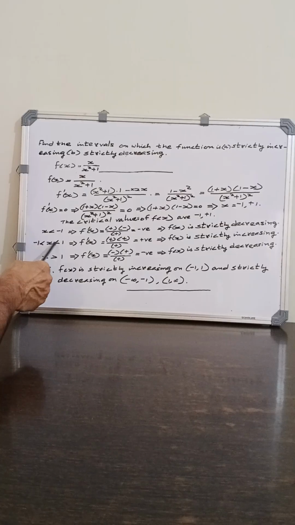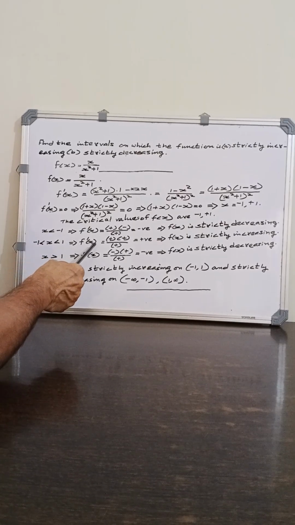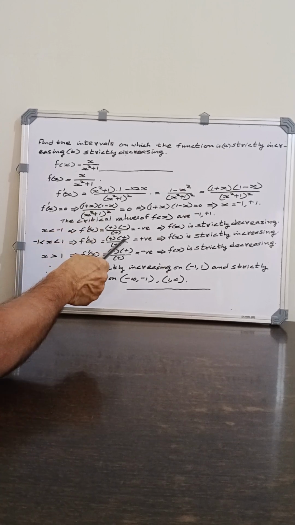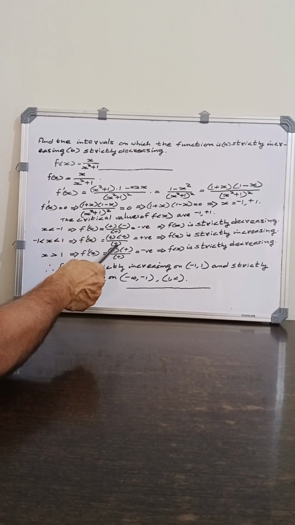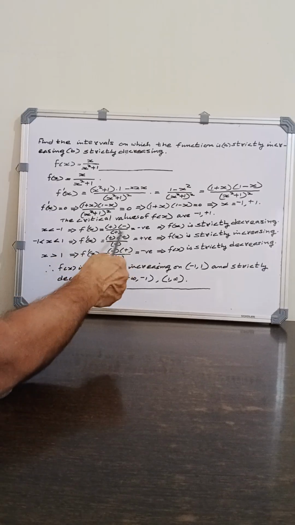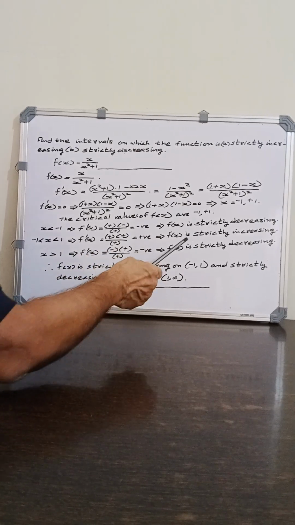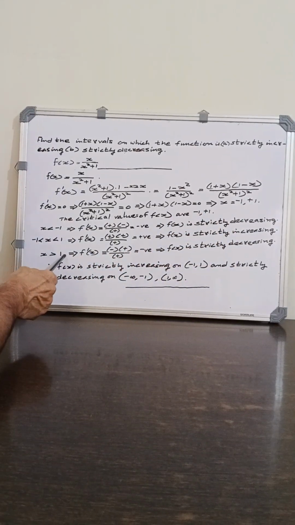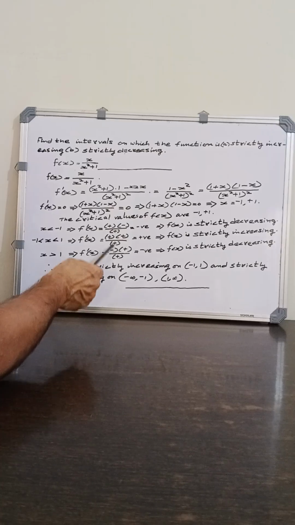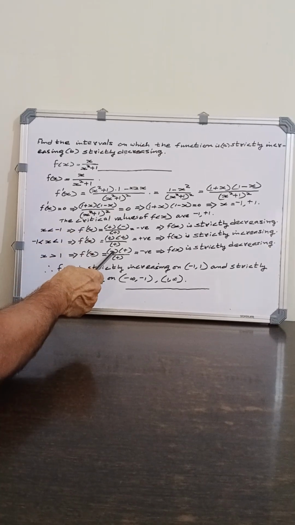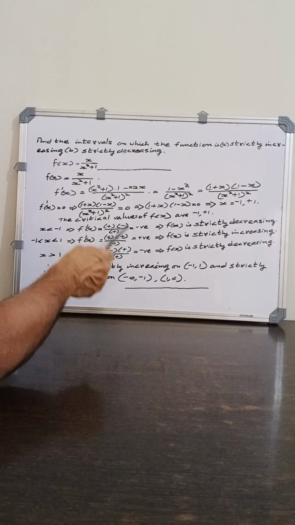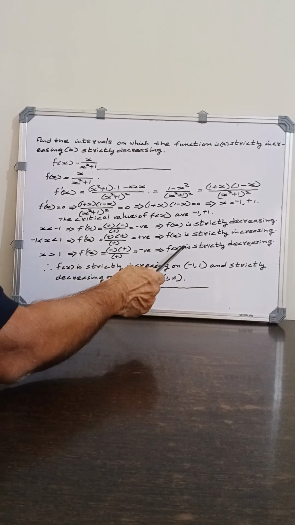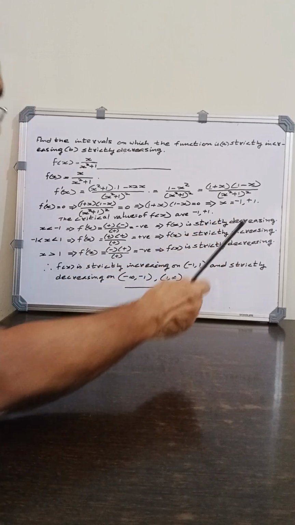Minus 1 less than x less than 1: f dash of x equals 1 plus x becomes positive, 1 minus x becomes positive, by denominator positive. Therefore, the whole thing results in positive. Therefore, f of x is strictly increasing. And the third one, x greater than 1: f dash of x equals 1 plus x becomes positive, 1 minus x becomes negative, by positive, that is negative. Therefore, f of x is strictly decreasing.